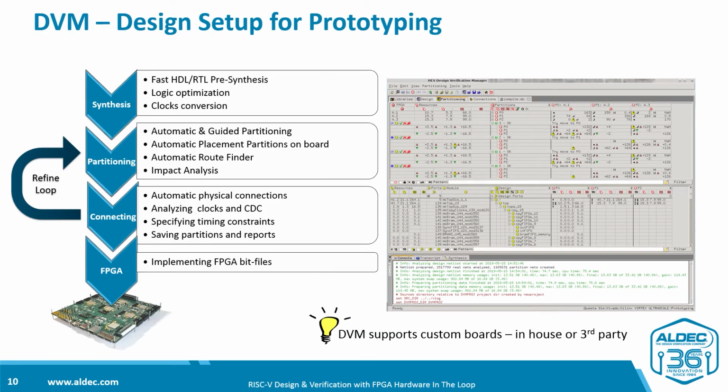FPGA prototyping has different requirements and objectives than emulation. That's why separate design setup flow is provided by DVM tool. The main checkpoints in the prototyping flow are synthesis, partitioning, connecting, and FPGA implementation. Basically the same as in emulation, but to achieve higher clock rates, the user gains much more control over the partitioning and interconnecting process. Like in emulation, every step can be fully automated, but the user can step in and modify the results or provide constraints for automation algorithms.